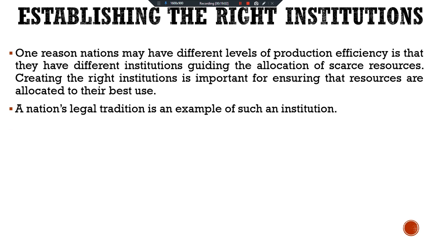A nation's legal tradition is an example of such an institution. Some countries, such as the United States, Australia, India and Singapore, are former colonies of the United Kingdom, and therefore have an English-style common law system. Other nations, such as Italy, Spain and most of those in Latin America, have a legal tradition that evolved from the French or Napoleonic codes.